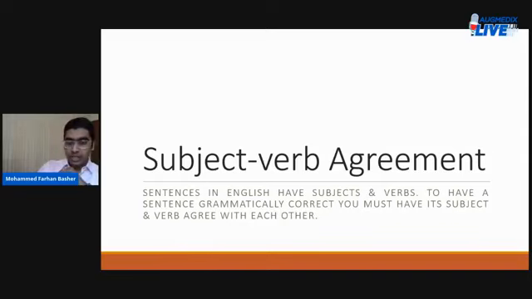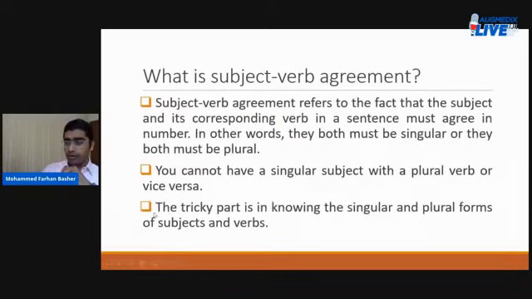So yes, moving on to the next slide, we have a further definition of what the subject-verb agreement is. All right. So subject and verb agreement refers to the fact that the subject and its corresponding verb in a sentence must agree in number, right? In other words, they both must be singular or they both must be plural. You cannot have a singular subject with a plural verb or vice versa.